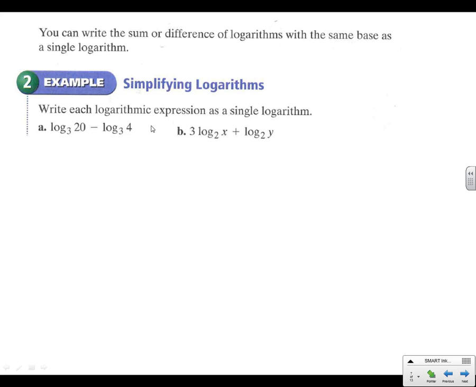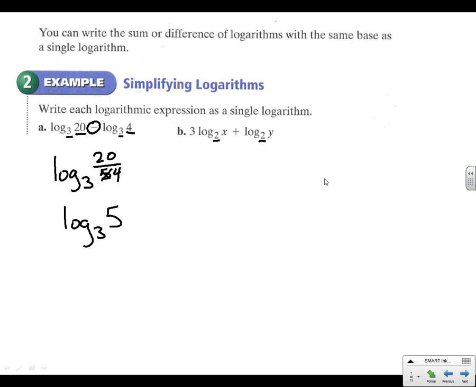Okay, example 2. Write each log expression as a single logarithm. So we're going to put these together. The thing that has to happen to be able to put them together is we have to have the same base. Since we have 3 and 3, we can do this. Since we have 2 and 2, we can do this. If it's a minus problem, we can combine them into a single division problem. 20 divided by 4, and we'll go left to right. 20 on top, 4 on the bottom as your second number. We can simplify that as log base 3 of 5.